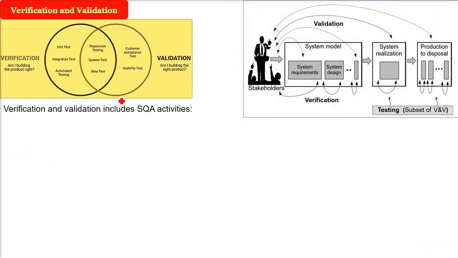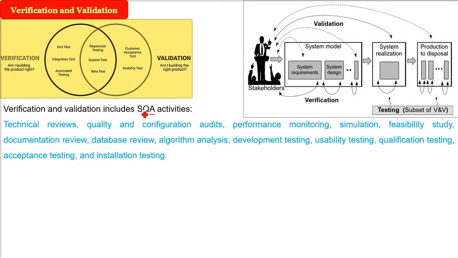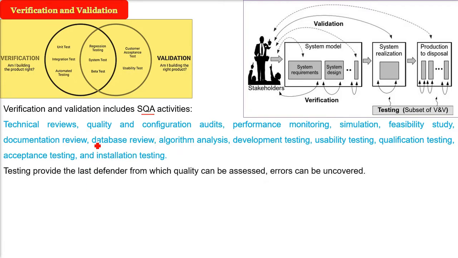So verification and validation are basically part of software quality assurance. There are so many activities which can be used for verification and validation. It can be technical reviews, quality and configuration audits, performance monitoring, simulation, feasibility study, documentation review, database review, algorithm analysis, development testing, usability testing, qualification testing, acceptance testing, and installation testing. So these are the software quality assurance activities done for verification and validation.